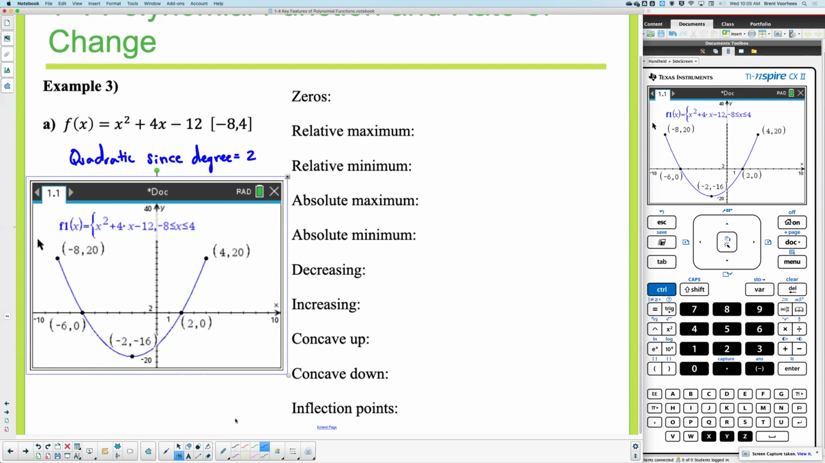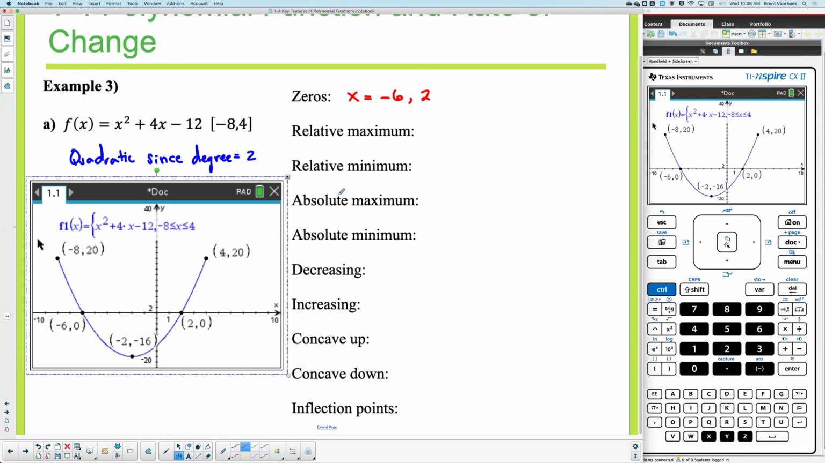Now that we have all those values, I'm going to show you how you write your answer. When it says zeros, you do x equals and you say what the values are. What are the x values that we had zeros? -6 and 2. That's how you would write that. -6 and 2.